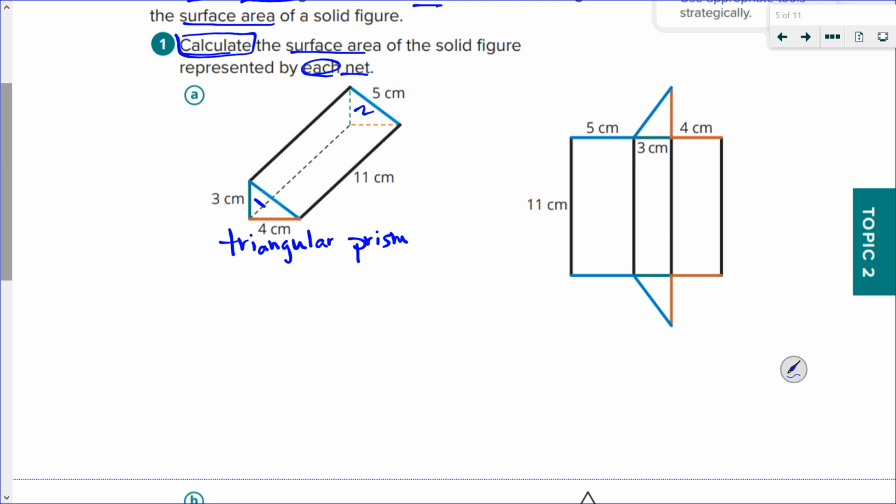Okay? Now here, once we break this down, let's just take a quick second. What do I know automatically about numbers 1 and 2? What do I know about my two bases?